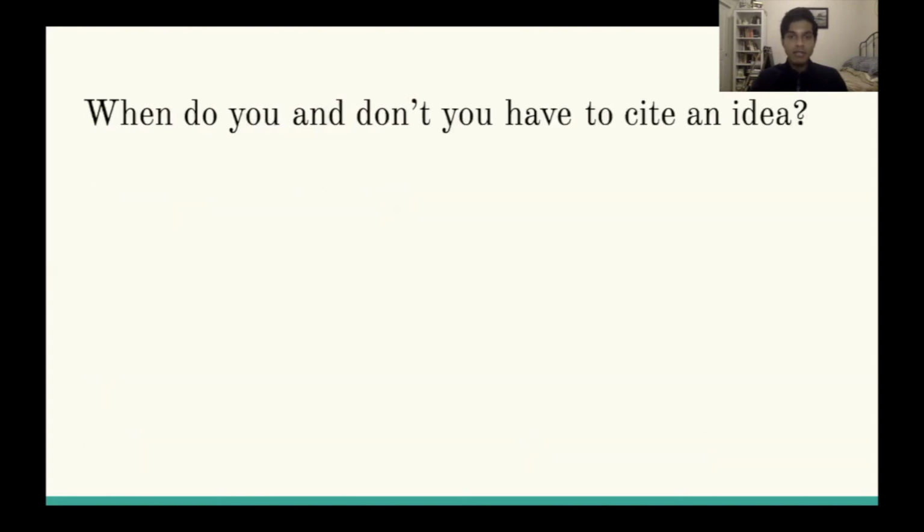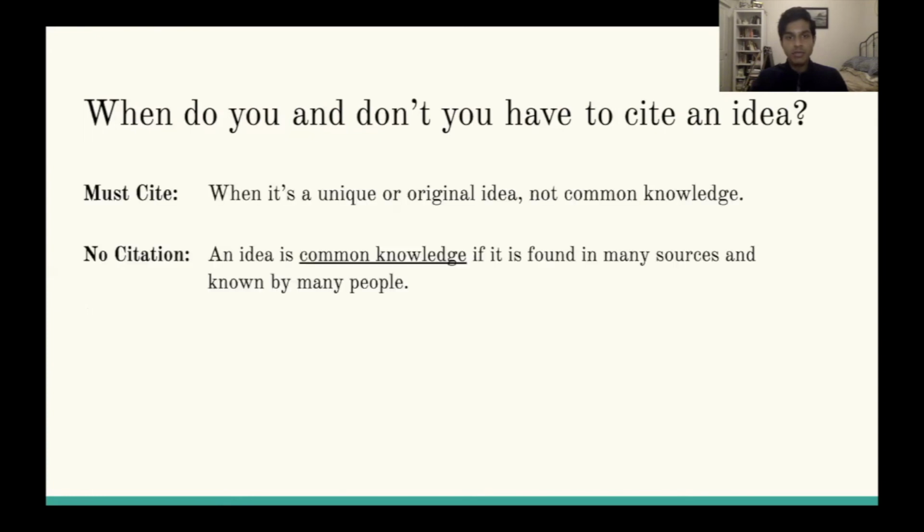As you know by now, you need to include a citation whenever you quote directly from the source. But if you choose to paraphrase, when is it actually necessary to cite the source? You only need to cite paraphrased text when it communicates a unique idea that isn't common knowledge. Common knowledge is information that is found in many sources and is known by many people.